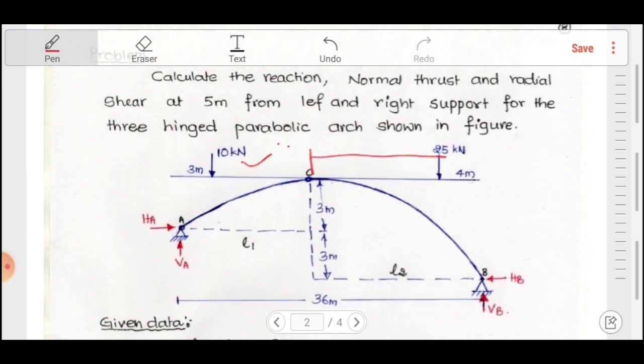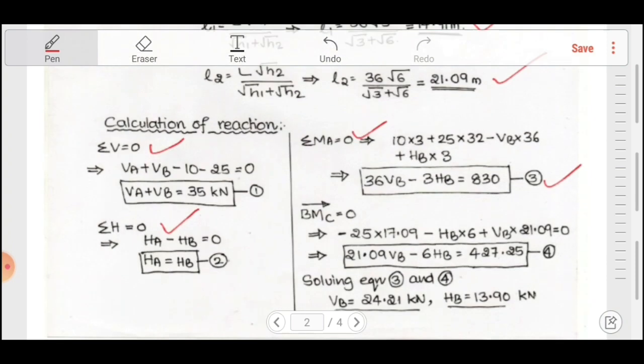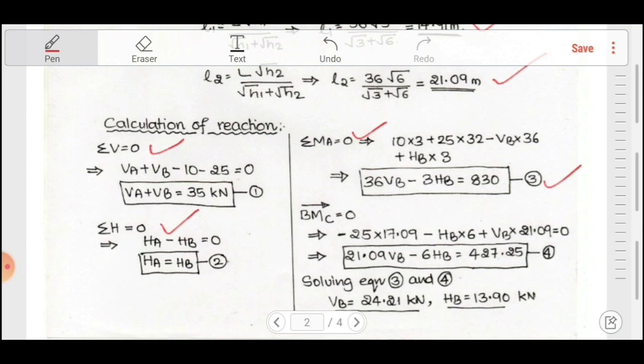So minus 25 into 17.09. Okay, and we have VB, that is plus VB into perpendicular distance L2, the answer we already have, and minus HB into perpendicular distance 6. So the same thing I have written: minus 25 into 17.09 minus HB into 6 plus VB into 21.09. So we will get one more equation, that is equation number 4.